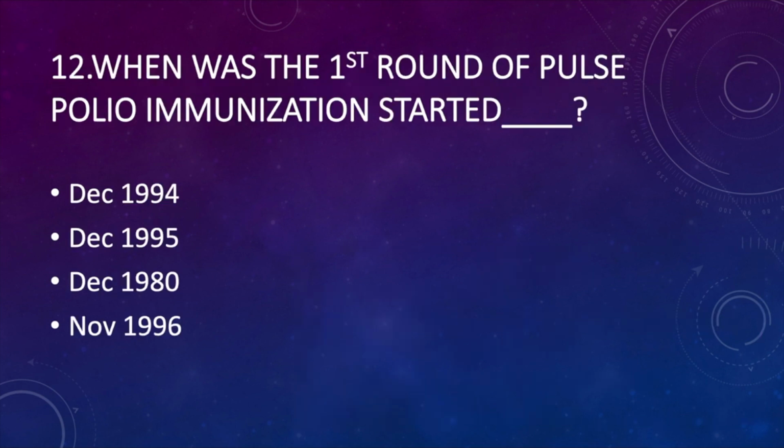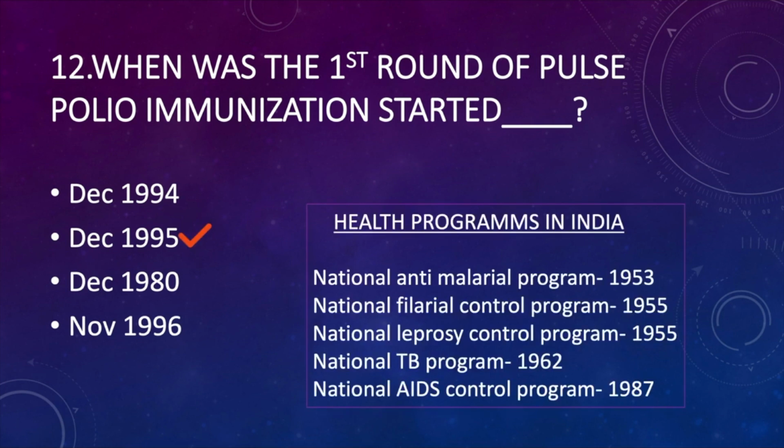When was the first round of pulse polio immunization started? Option A, December 1994. Option B, December 1995. Option C, December 1980. Option D, November 1996. Answer option B, December 1995.